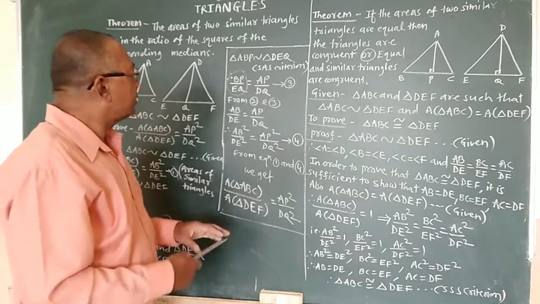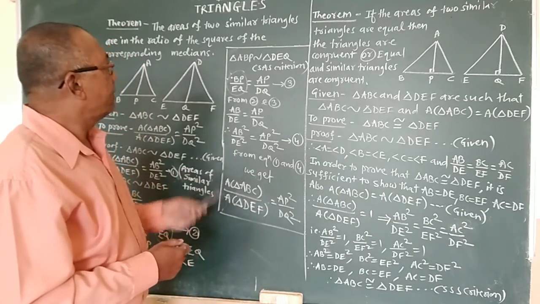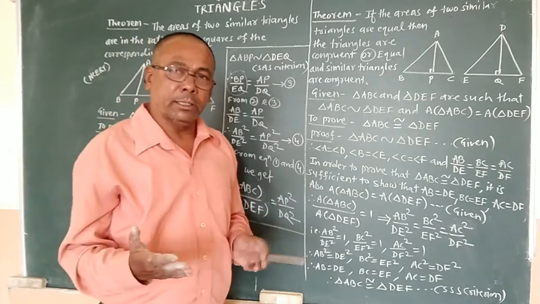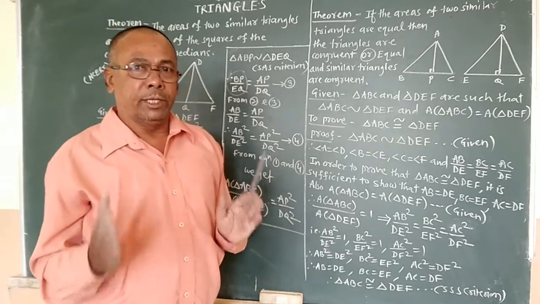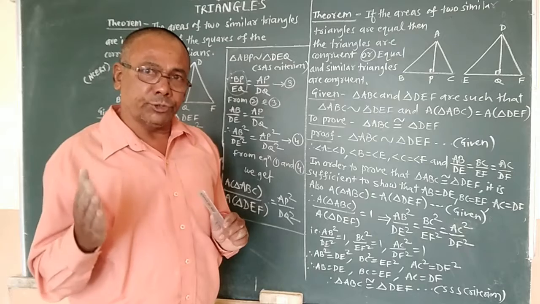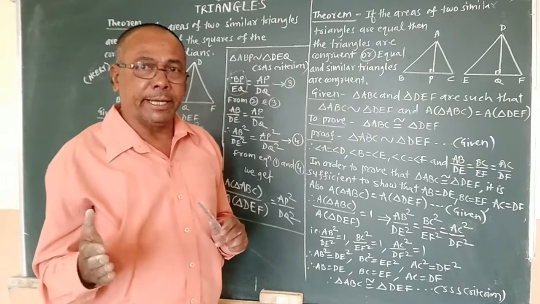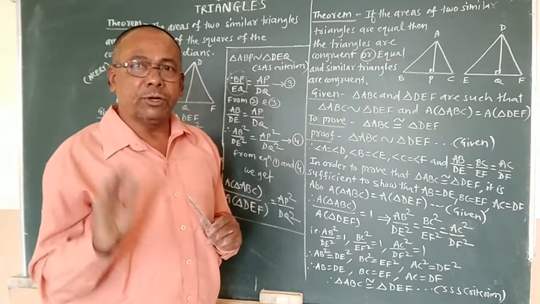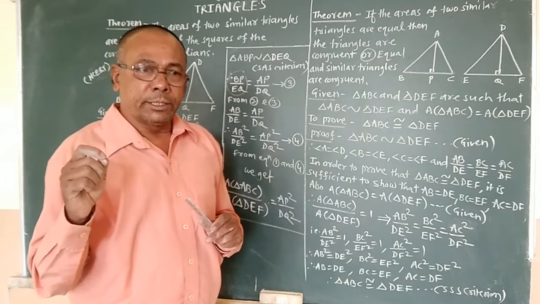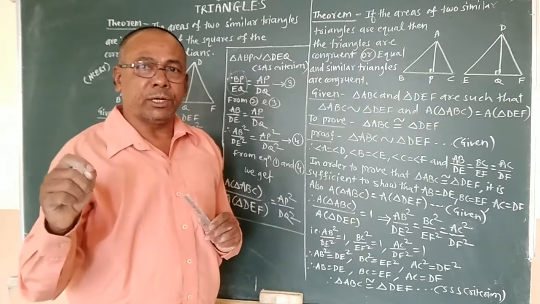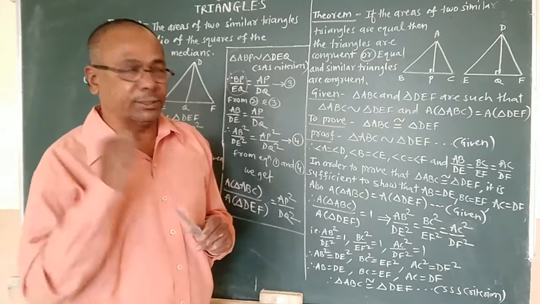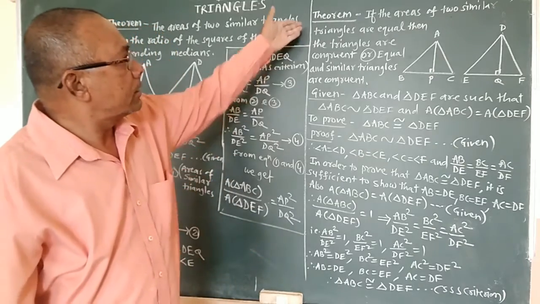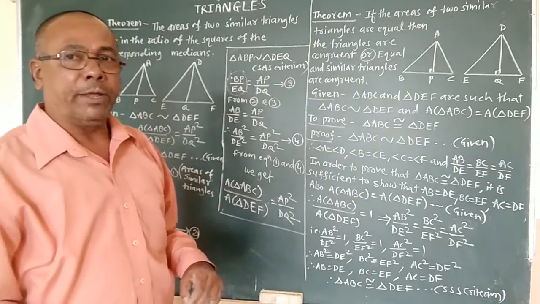So this was the property that if two triangles are similar, then the ratio of their areas is equal to the ratio of the squares of the corresponding medians. Now here one more property we have to see.